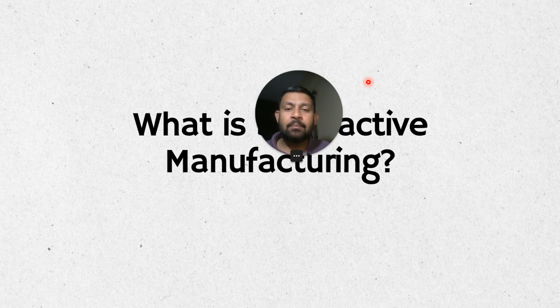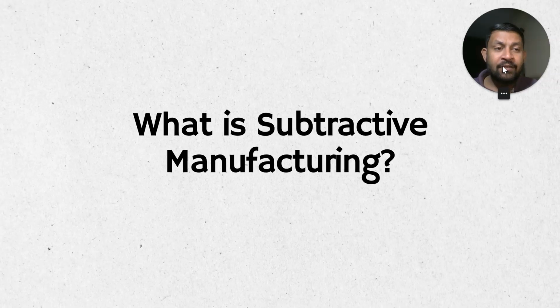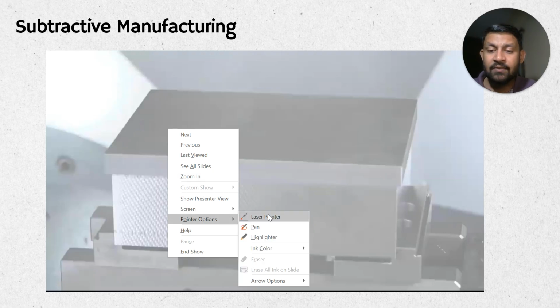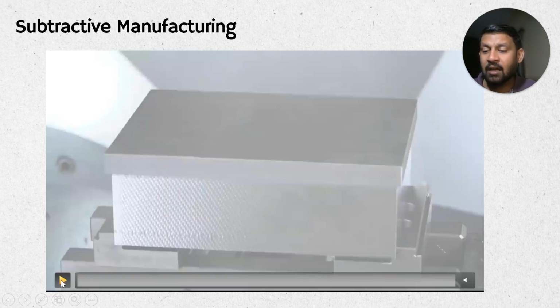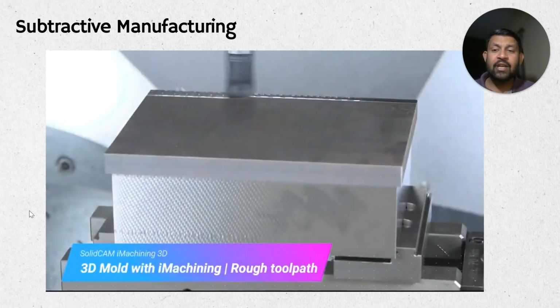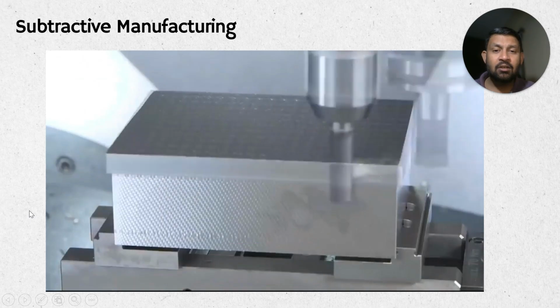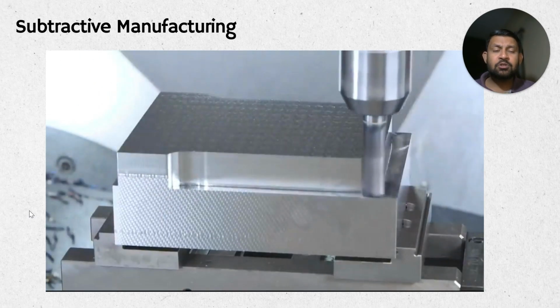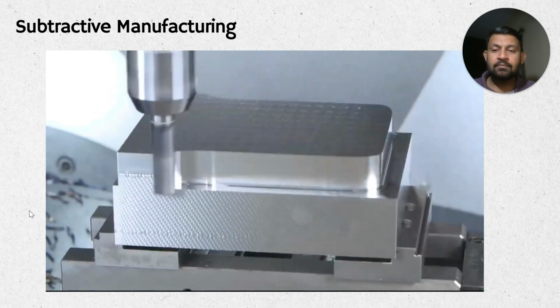Now, we will understand additive first, but in order to understand additive, first we need to understand what is subtractive manufacturing. And for that, I'm now going to play a video. In this video, you will see how the subtractive machining process gives shape using cutting operation or material removal operation from a solid block.